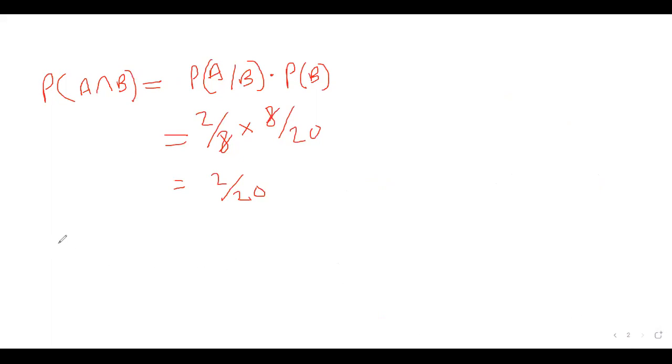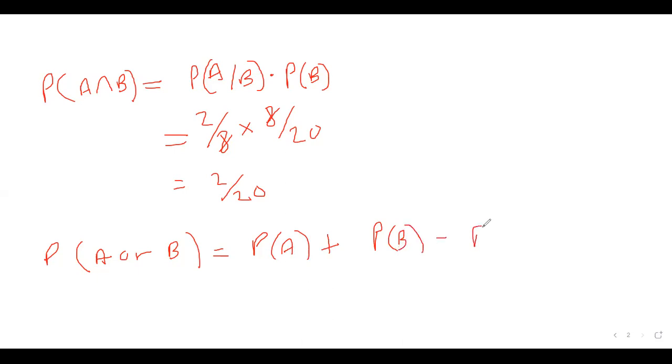Now, can I ask you a question? What is A or B? Who wants to expand this for us? That would be probability A plus probability B minus probability A intersection B. Good. And what was the probability of A?